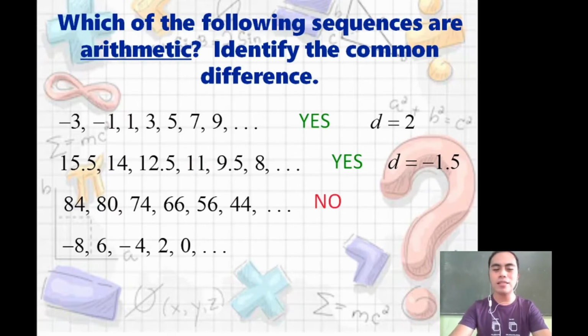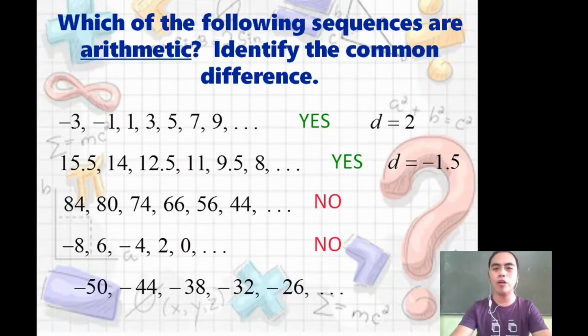-8, 6, -4, 2, and 0. Is it an arithmetic sequence? Yes, very good. It is not an arithmetic sequence because they don't have the same common difference. How about the last example?